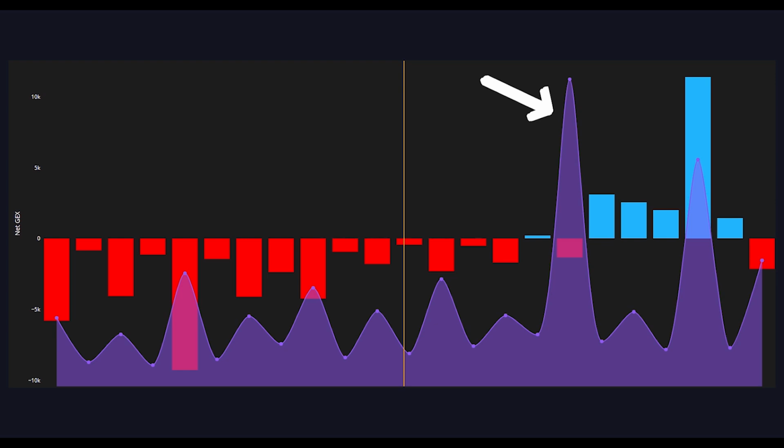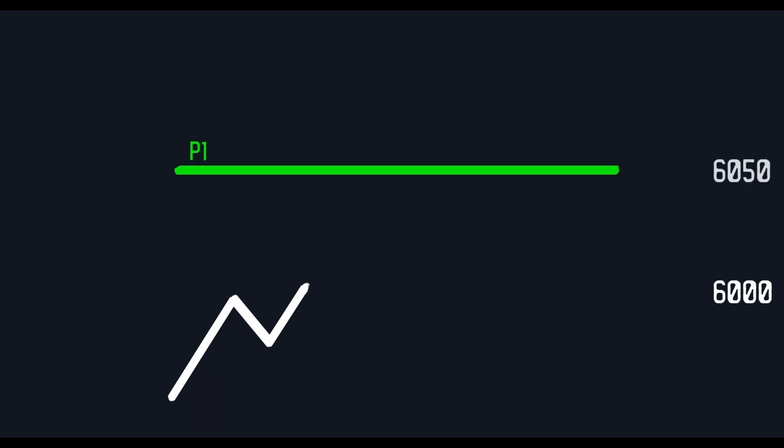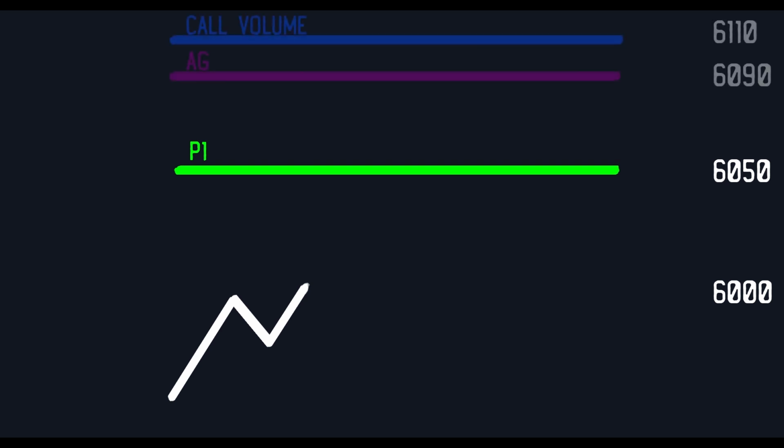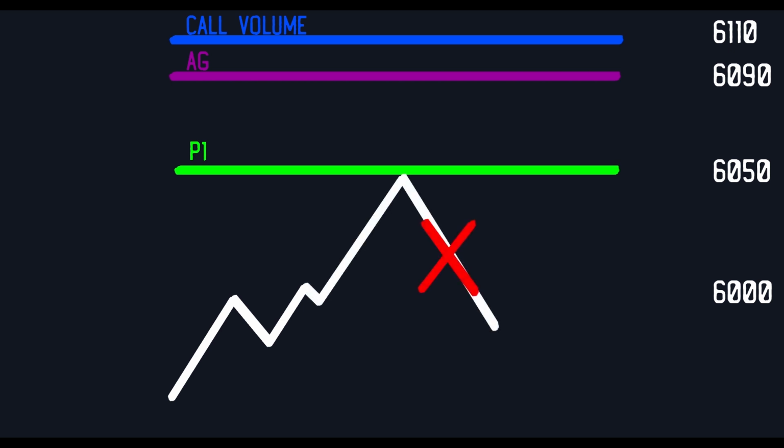And of course, keep track of the values for call and put options so that they do not contradict the general logic. I mean, if the price is at the level of 6,000 points, for example, large positive gamma values are at 6,050, but at the same time the maximum absolute gamma values are at 6,090 and the maximum call option volumes are at 6,110, then in this situation the 6,050 level of large positive gamma values should not be perceived as resistance, because there are serious arguments that it will be broken through and the price will go up.